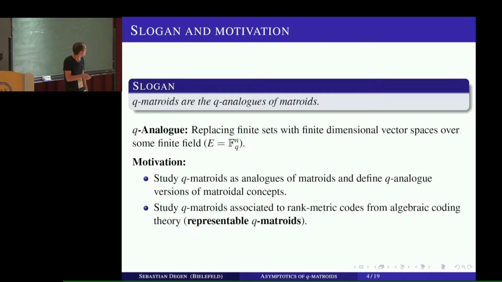And looking at that slogan, the first motivation is kind of obvious. We want to define q-analog concepts of already existing matroidal concepts. But then the second motivation, as Daejeon already said, is that we can look at it from an algebraic coding theory perspective, which gives us representable q-matroids, which arise from rank metric codes, actually.